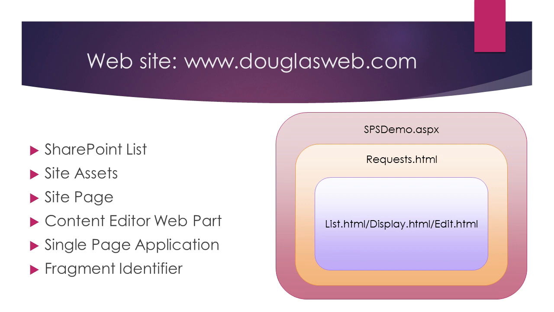And we're going to put a content editor web part on that site page, and then we're going to point to our home page for our application. As you can see in the diagram, spsdemo.aspx will be our site page. Request.html is the home page in the Site Assets library of our application, and then the 3 child pages, list, display, and edit, will be loaded inside of requests, making ours a single page application. We're also going to use a Fragment Identifier to move between the different pages.